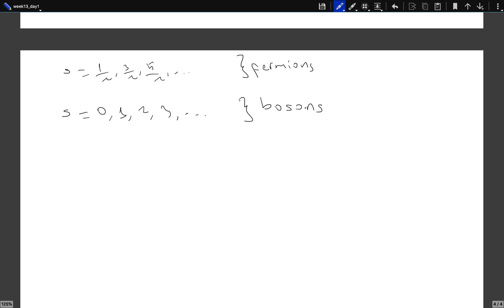Yes? I'm confused about the spin of the photon. Does it get affected by magnetic fields?